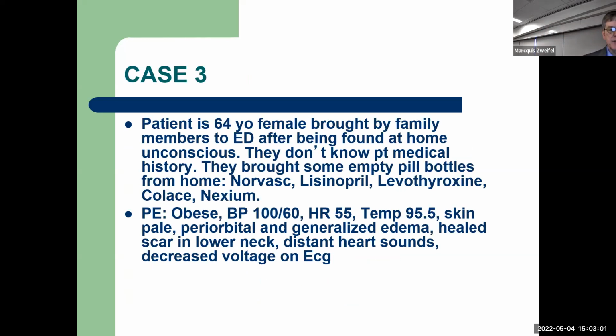I wish we had more time because I have some examples, but we are undoubtedly going to be short. 64-year-old female brought by family to the ED, found at home unconscious. They don't know what she's on. They brought empty bottles. Norvasc, lisinopril, levothyroxine, Colace, Nexium. Blood pressure 100/60, heart rate 55, temperature 95.5. Skin's pale, some periorbital and generalized edema, healed scar on the lower neck, distant heart sounds, and decreased voltage on EKG. Okay, so what she got?